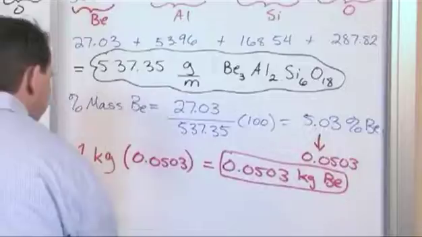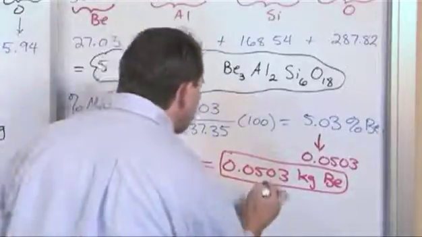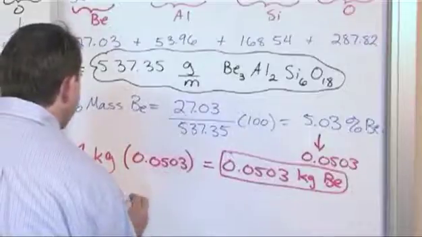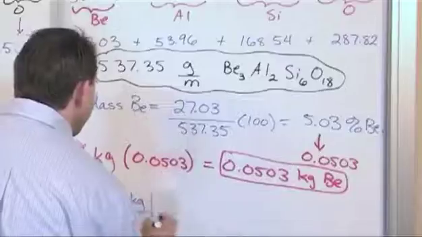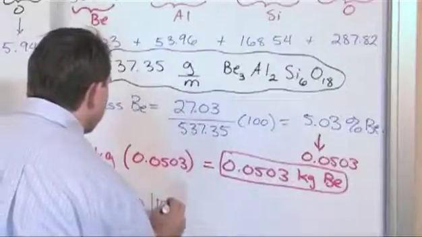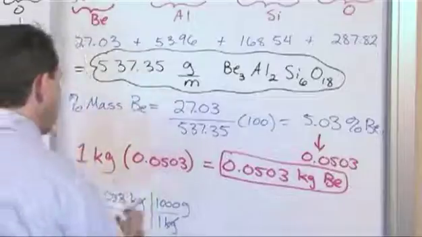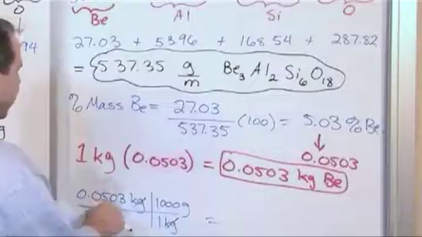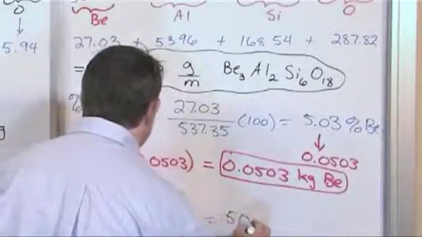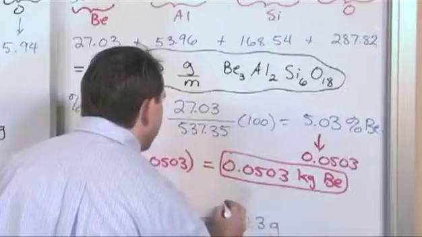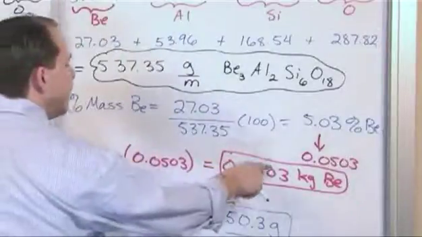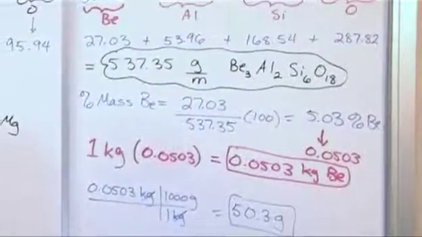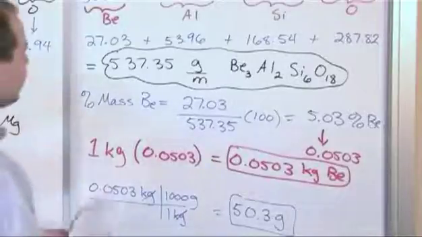Now, if you wanted to convert this to grams, the easiest way to do it, 0.0503 kilograms of something, you could say 1 kilogram is 1,000 grams. So the kilograms cancel, right? And so when you multiply this by 1,000, what you end up doing is moving the decimal 3 places to the right. So what you will get is 50.3 grams, which is exactly the same thing. So saying 0.0503 kilograms of beryllium is exactly the same thing as saying 50.3 grams of beryllium. It's just 2 different units, but it's basically exactly the same thing.